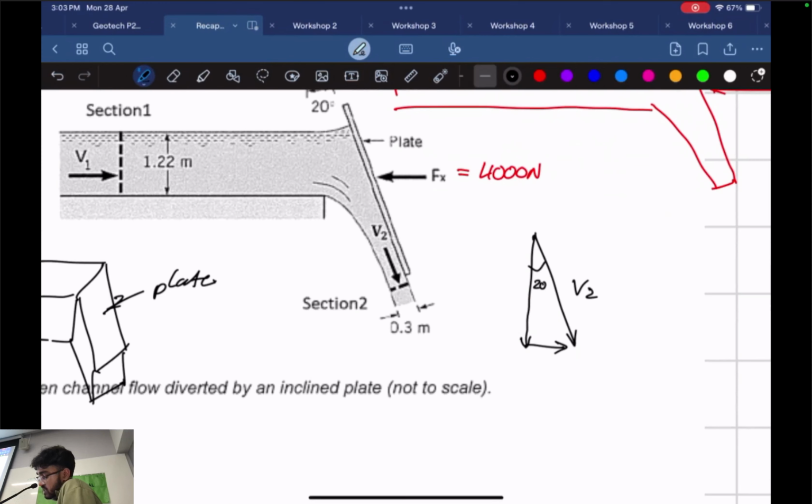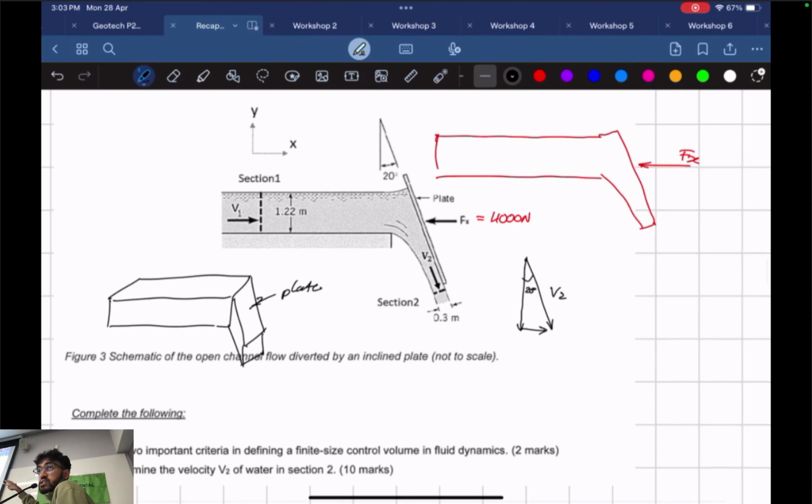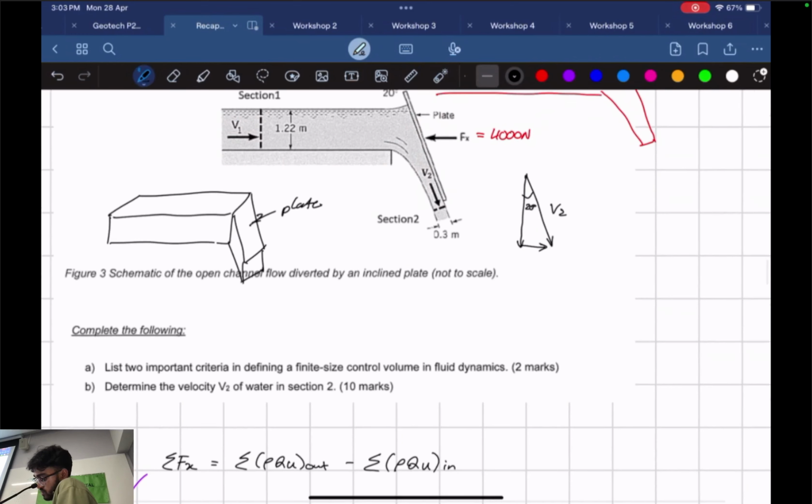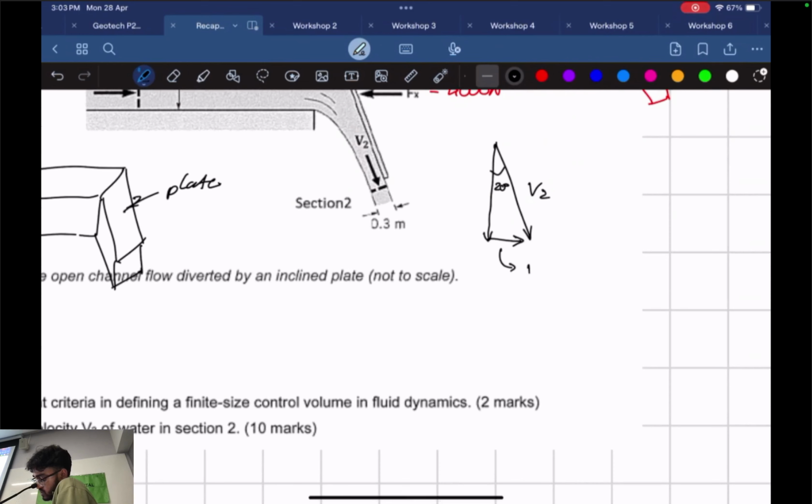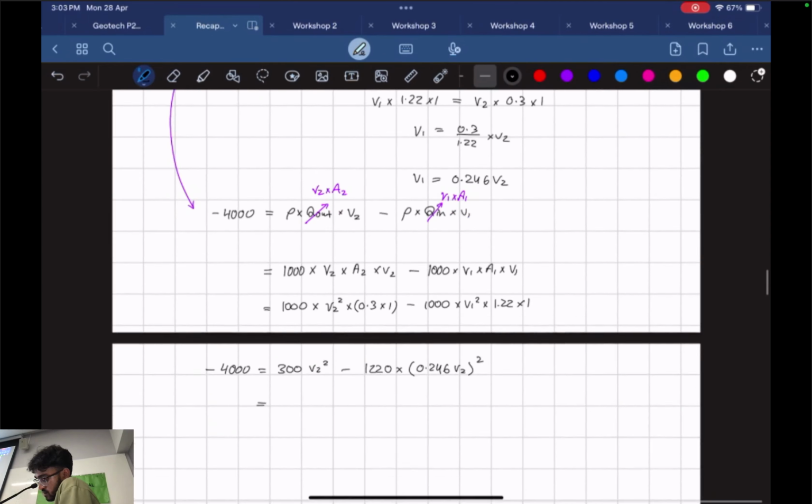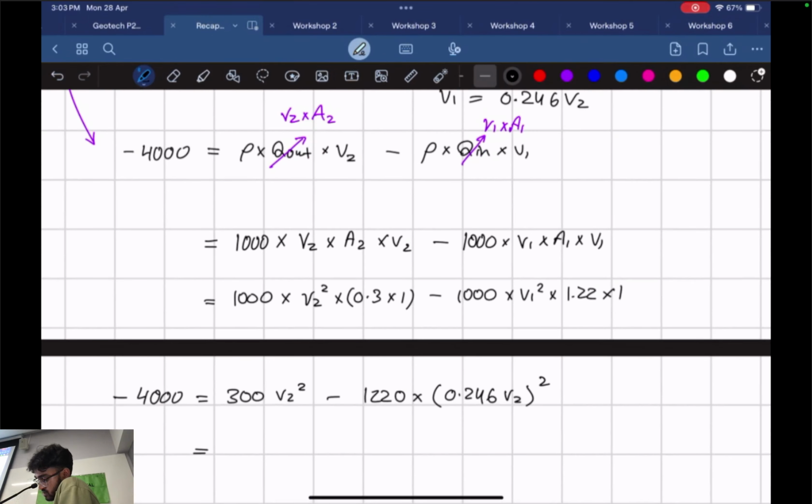Right? So we actually care about in which direction the velocity is acting. You can't just let it be at an angle, because we're looking at everything in the x direction. So this is going to be V2 sine 20 degrees. So we're going back to our equation here. If this is V out, this should be V2 sine 20 degrees.